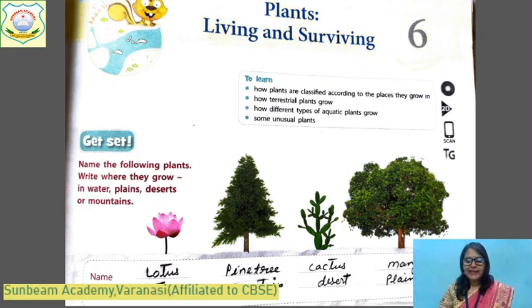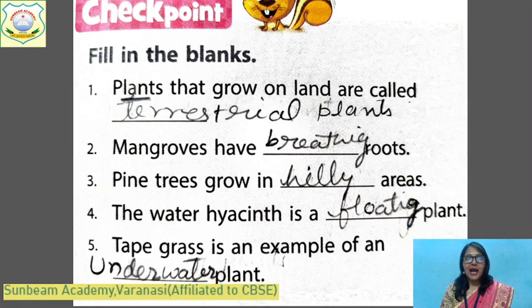Okay, children, let's do one exercise. Plants that grow on land are called terrestrial plants. As I have told you, na? And mangroves have breathing roots. Breathing roots means mangroves grow in marshy areas. Where do mangroves grow? In marshy areas. And in the marshy areas, the soil is filled with water. So there is no air. To take air, the roots come out of the soil. And this is called breathing root. You all have seen this and read this now.